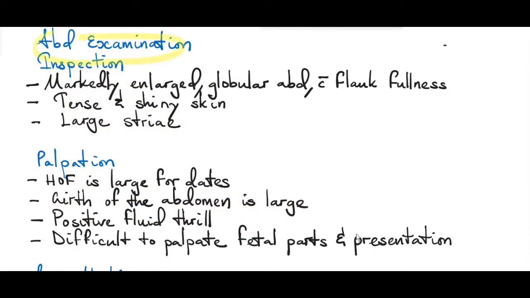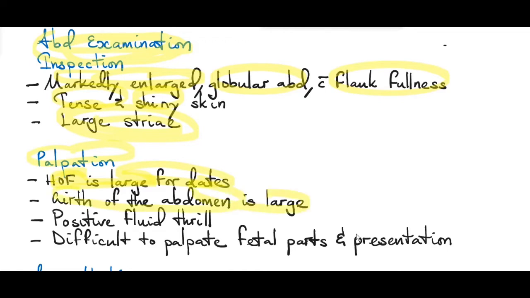On inspection of abdominal examination, you see that the abdomen is very enlarged, it's globular, and there's flank fullness. The skin will be tense and shiny, and the striae will be very large. On palpation, the height of fundus is large for dates. So the height of fundus is more than the expected dates for that patient. And the abdominal girth is large and there'll be a positive fluid thrill.